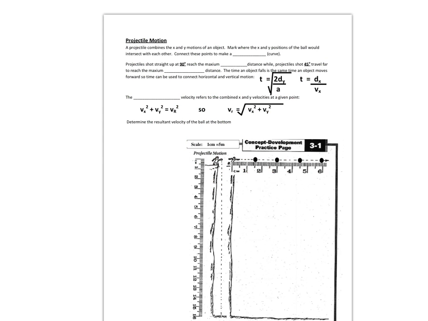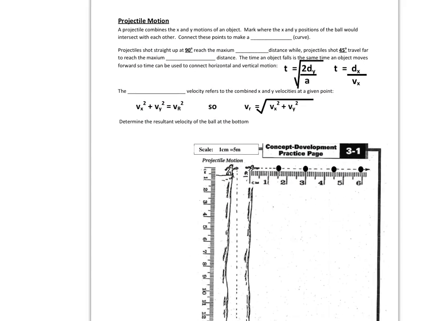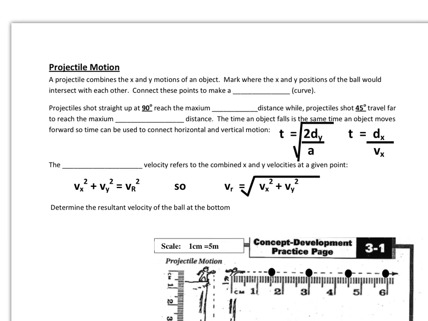So now let's put it all together. When something travels with both horizontal and vertical speed, we call that a projectile. So a projectile is anything that combines that x component and that y component.